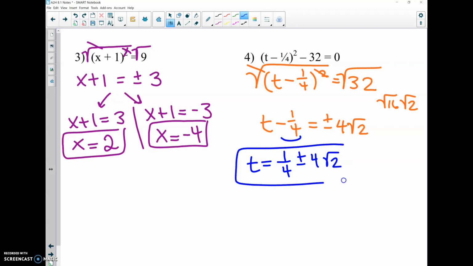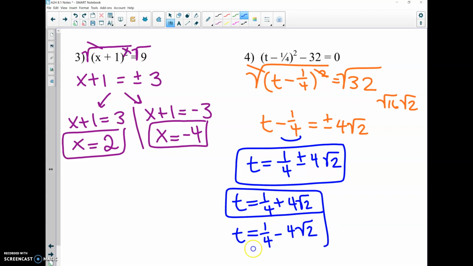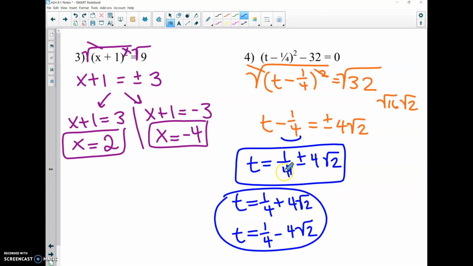This is fine. If you were to see a multiple choice question on a standardized test later on, if they break that up into two answers, you would see t equals 1/4 plus 4 root 2, and t equals 1/4 minus 4 root 2. The reason why you put 1/4 in the front here is so that with this plus or minus, you don't get confused that you need to distribute it. This 1/4 is always positive because you moved it from the left to the right and it was negative here, so it's going to be positive.